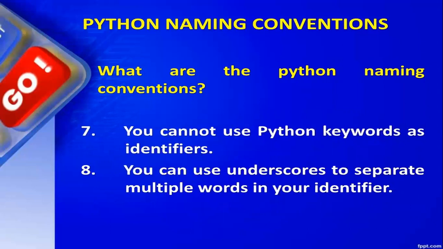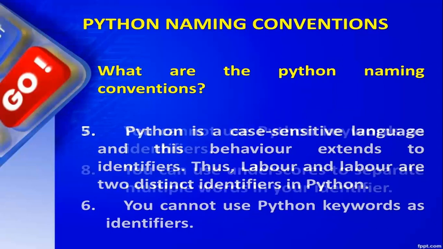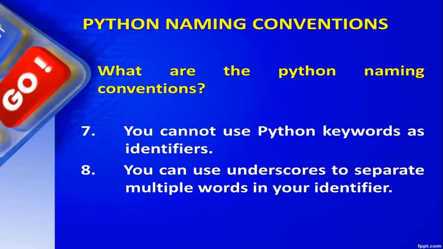Next, you cannot use Python keywords as identifiers. We already spoke about it. You can use underscore to separate multiple words in your identifier. You all saw this in the first examples, print hello world. You cannot use space in your identifier. So if I want to name my variable good morning, I cannot put a space in the middle, but I can substitute it with an underscore. You can use an underscore instead.